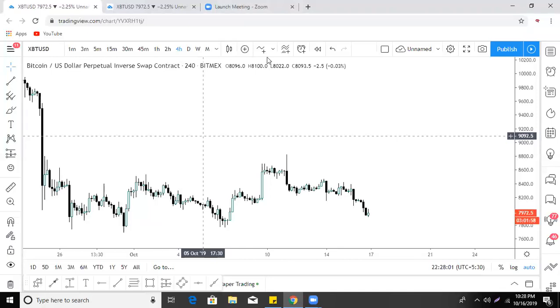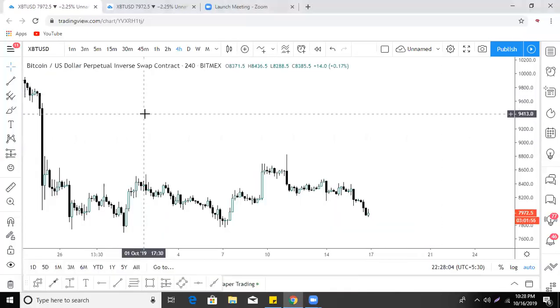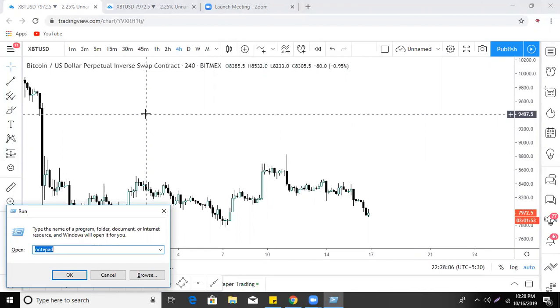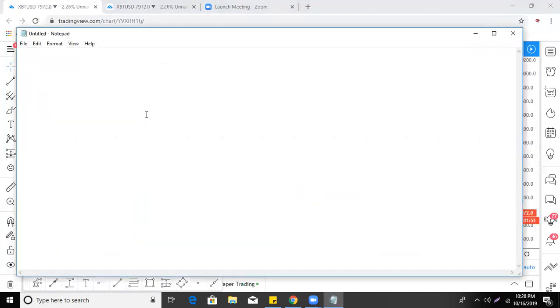How do I use it? I will be talking about that. I will use the Bitcoin chart for all this work, okay, and a notepad to write down whatever I say so that you all can understand clearly.